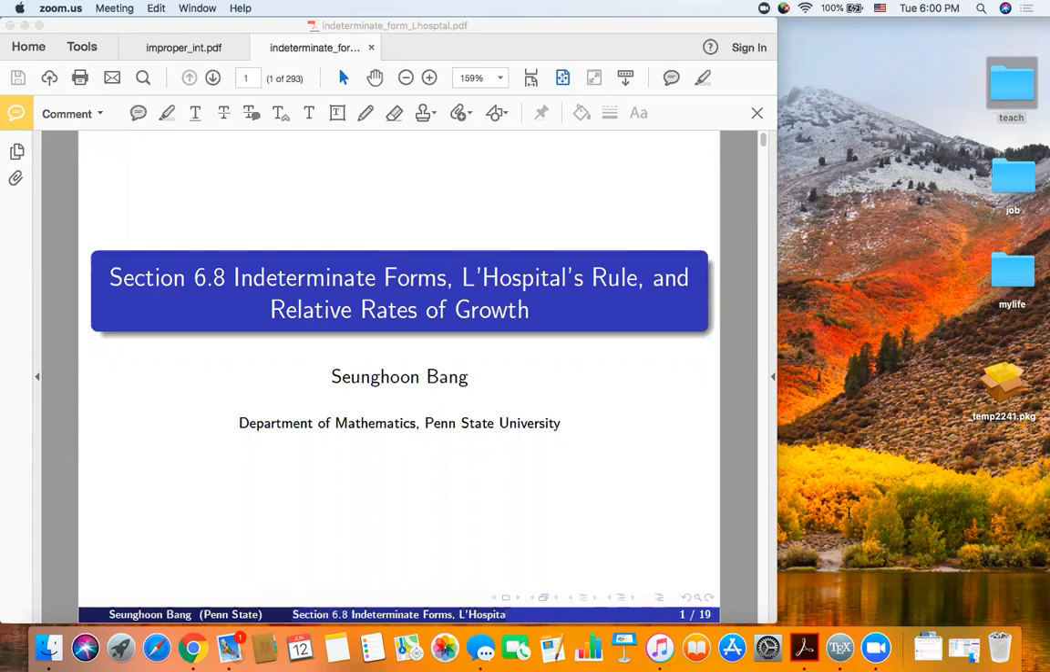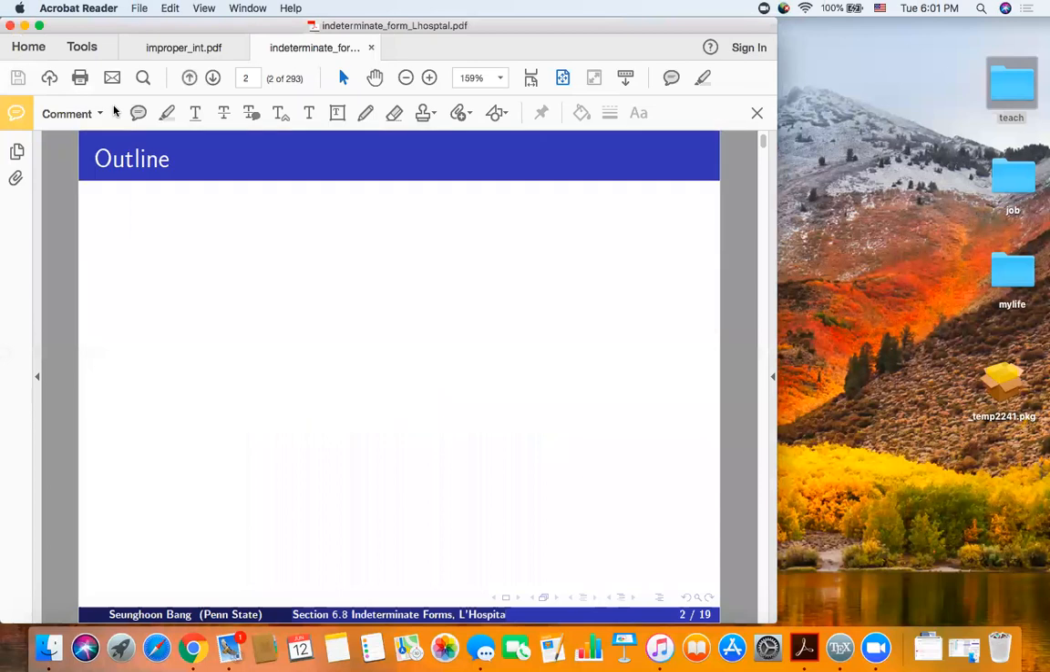Okay, today I want to talk about sections 6.8 and 7.8. Maybe I need to spend 1 hour 30 minutes explaining two sections today. Section 6.8: indeterminate forms, L'Hopital's rule, and relative rate of growth. First, I'll just give some outline.